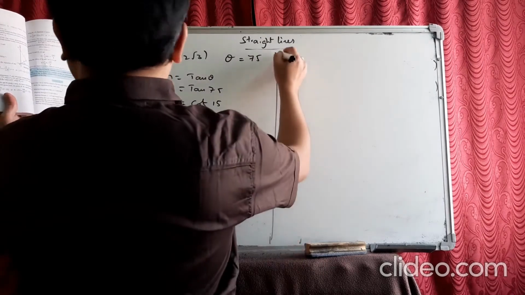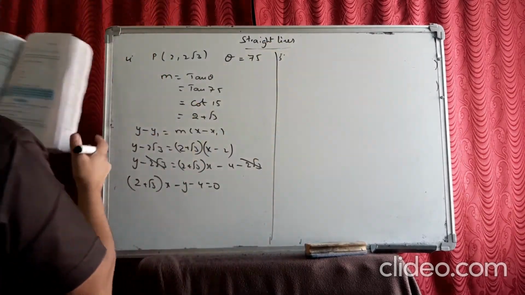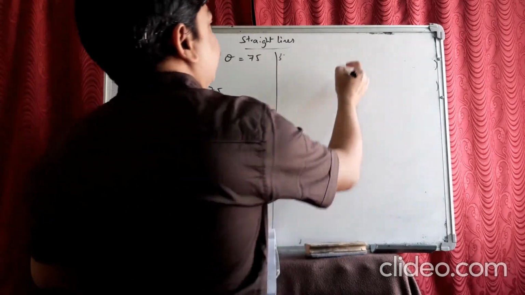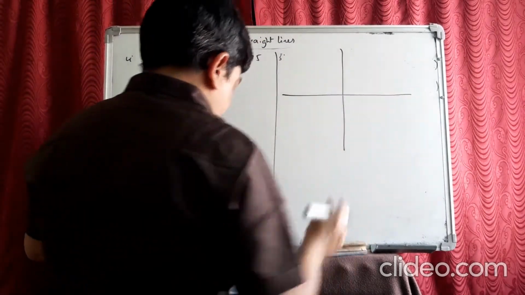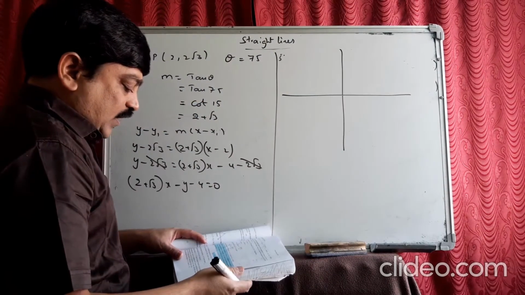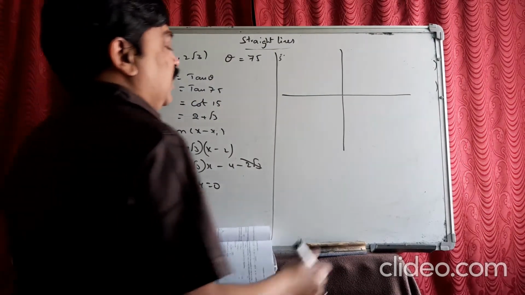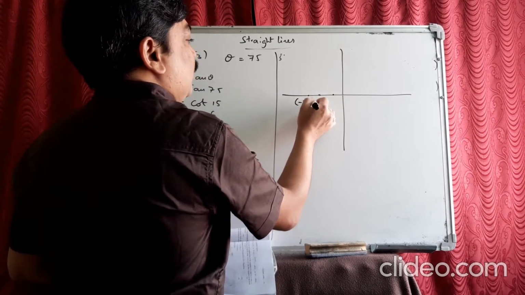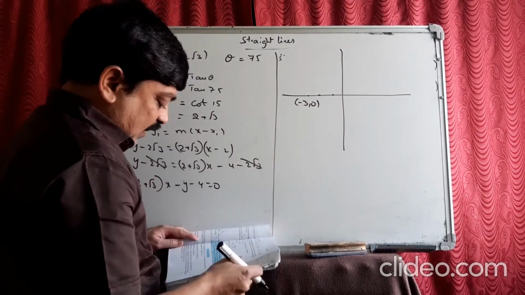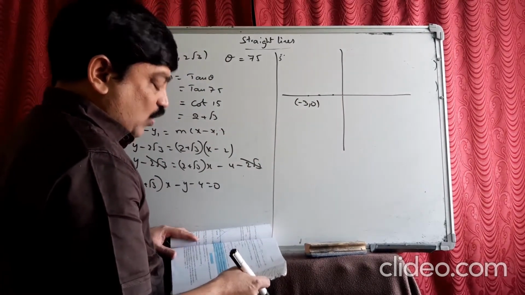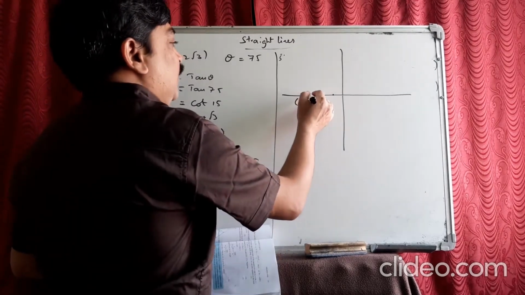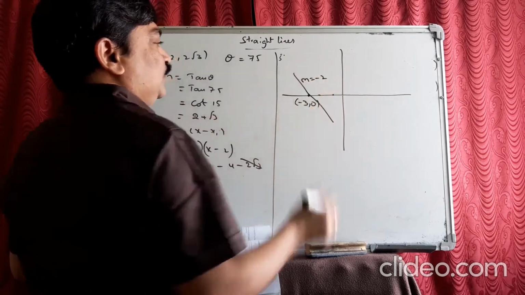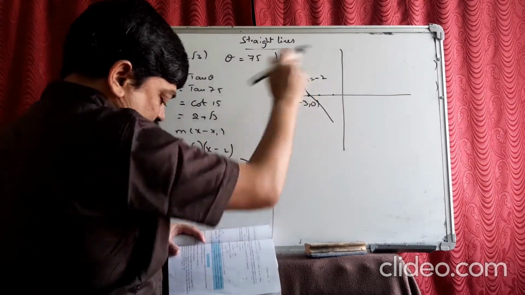See the fifth one. Intersecting x-axis at a distance of 3 units left to the origin, with slope minus 2. 3 units left to the origin means it passes through (minus 3, 0). The line passes through (minus 3, 0) and the slope will be minus 2. M is equal to minus 2.